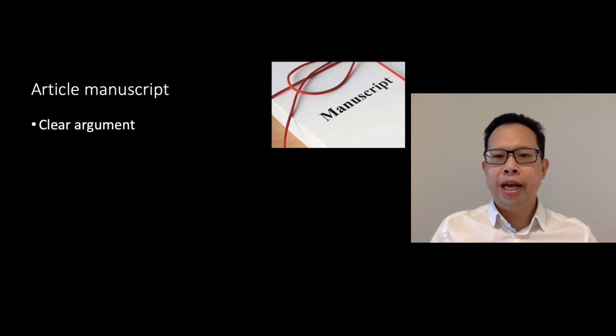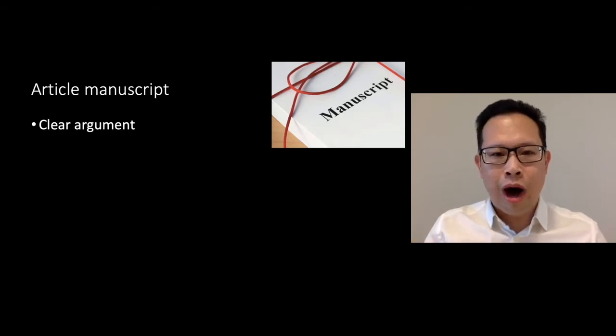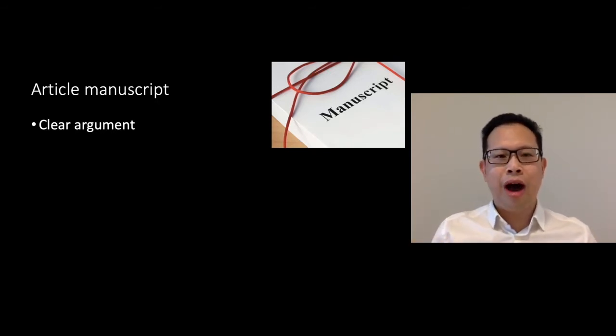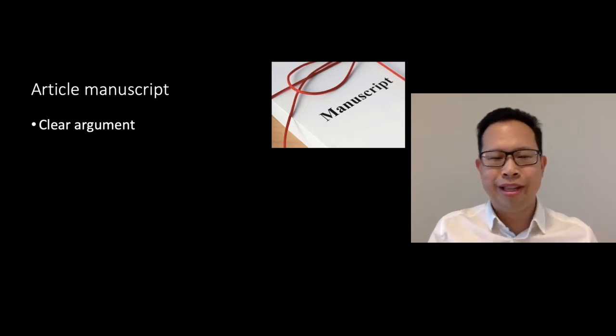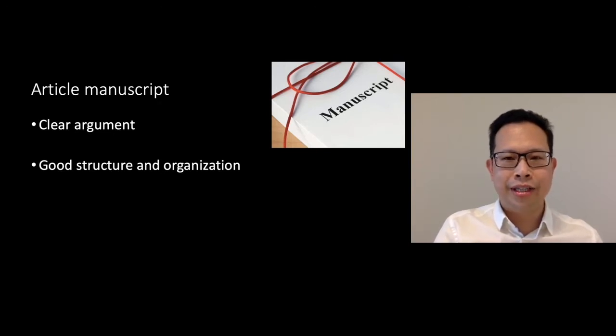You need to have a clear argument. Your reviewers need to know what you want in your article. So therefore, your article needs to have a very clear aim and a clear argument in order to get published in a good journal. And of course, a good article manuscript needs to have a good structure and organization.